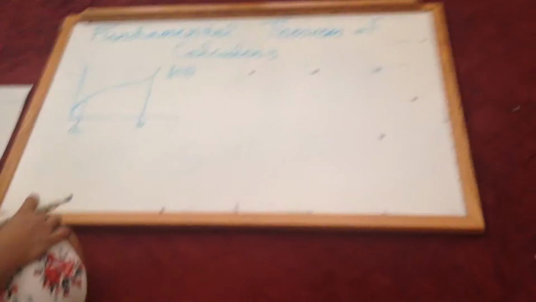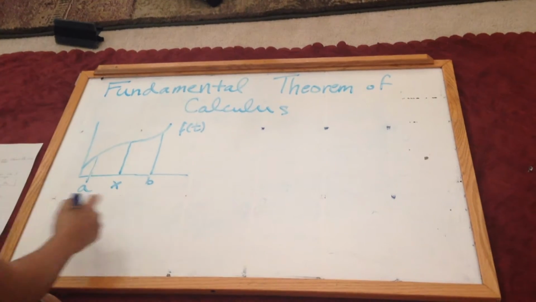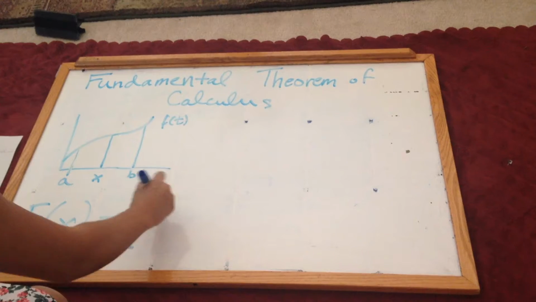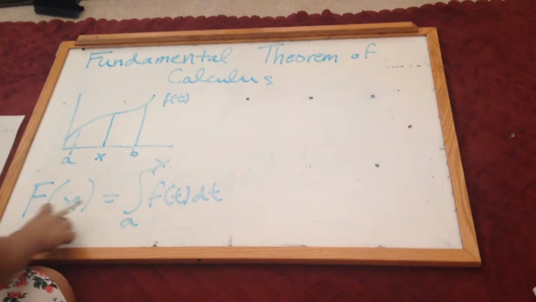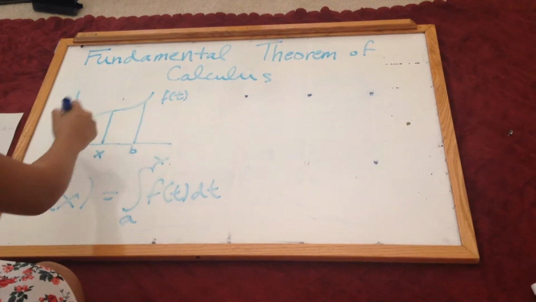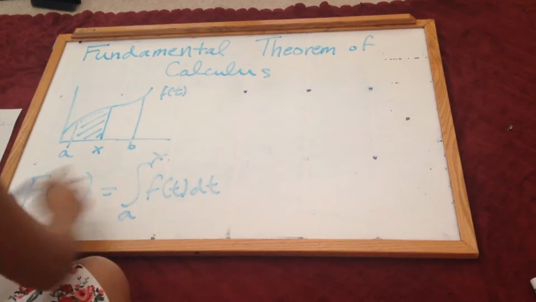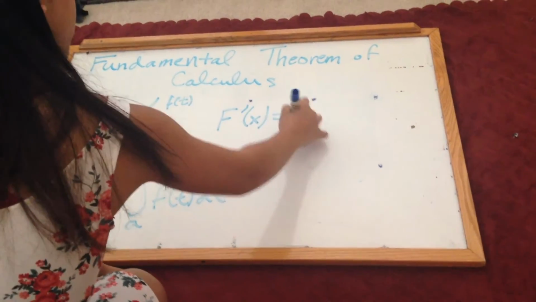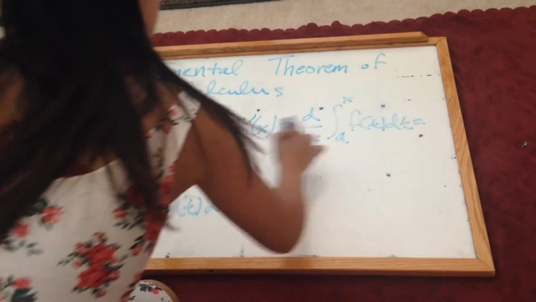So say there's a function f of t with bounds a and b, and if we add another bound x, let's say there's a function capital F of x, which equals the integral from a to x of f of t dt. Now this basically states that there's a function capital F of x, which is equal to the area under the curve of f of t between the bounds a and x. Now the fundamental theorem of calculus states that if you find the derivative of this capital F of x, then that equals the derivative of this integral, which equals f of x.